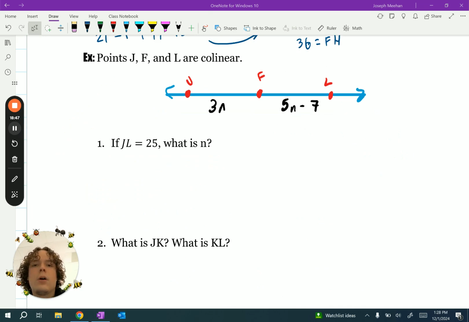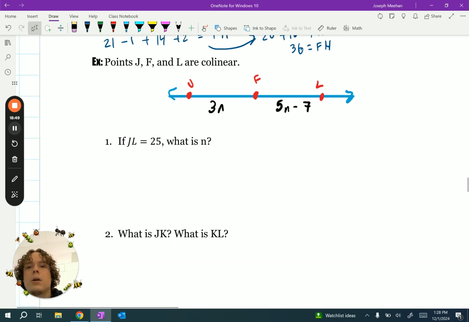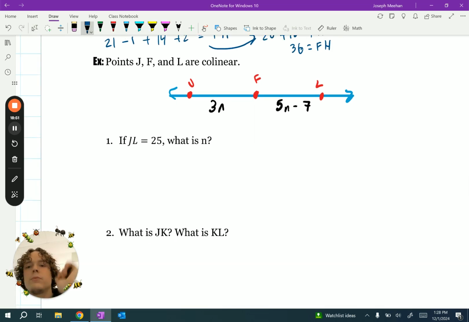So points J, F, and L are collinear. That means they're on the same line, remember? It says if JL equals 25, what is N? So again, let's write out our segment addition postulate. JF plus FL equals JL. The two smaller segments make up the larger segment.